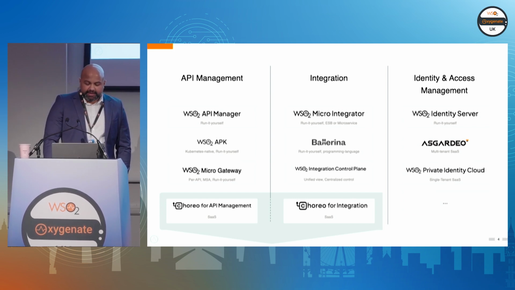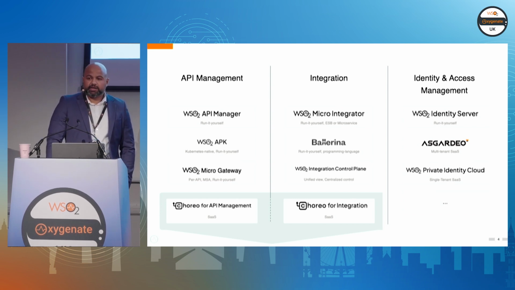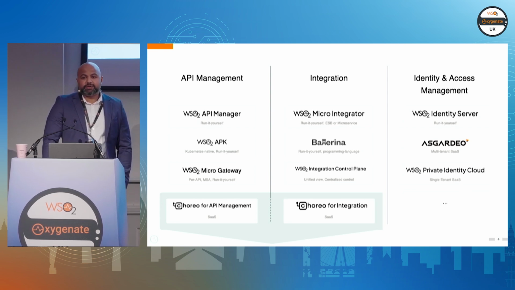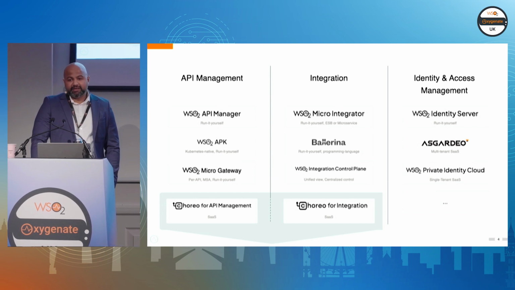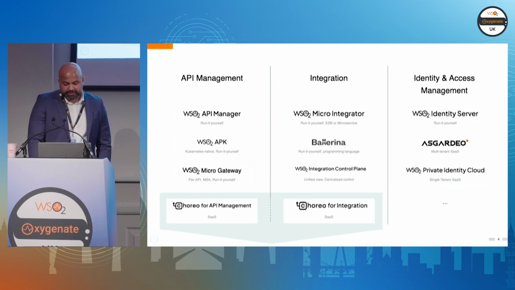Then under identity and access management, we have WSO2 Identity Server, which is the product that you can download and use in order to build your own identity and access management platform. And the same capabilities are provided through Asgardeo. This is a multi-tenant SaaS solution. So if you want to try out WSO2 identity and access management features, Asgardeo is the best place to try that out, because then you don't have to download or install anything. You can just create an account and try out all the features available with WSO2 Identity and Access Management.